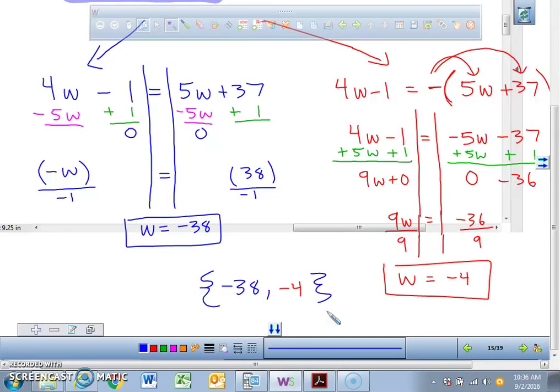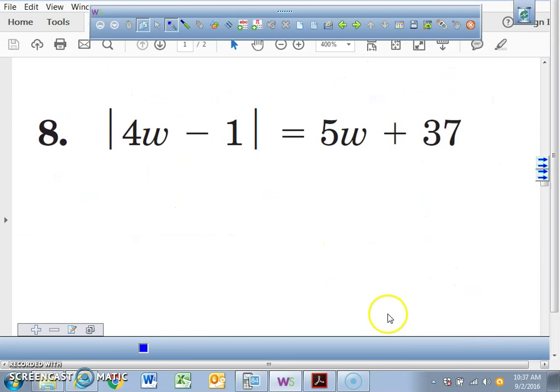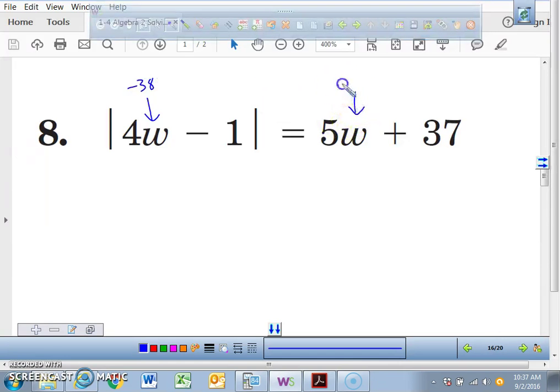Okay? So whenever you check your solution, you must plug it into your original equation. The reason why I'm saying this: if you don't plug it into your original equation, you might have made a mistake at some point when you were solving, so when you plug it in, it might be true even though it's not. So let's go back to the original equation, everybody. The first thing you're going to do is plug in a negative 38 here, and plug in a negative 38 right there.